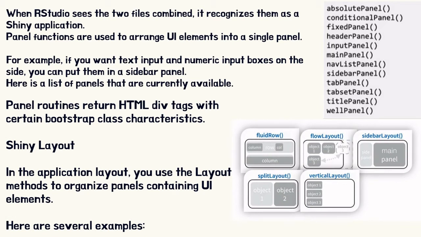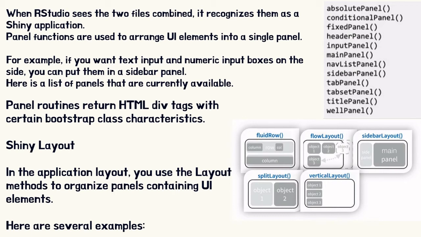Panel functions are used to arrange UI elements into a single panel. For example, if you want text input and numeric input boxes on the side, you can put them in a sidebar panel. Here is a list of panels that are currently available. Panel routines return HTML div tags with certain Bootstrap class characteristics. Shiny layout. In the application layout, you use the layout methods to organize panels containing UI elements.